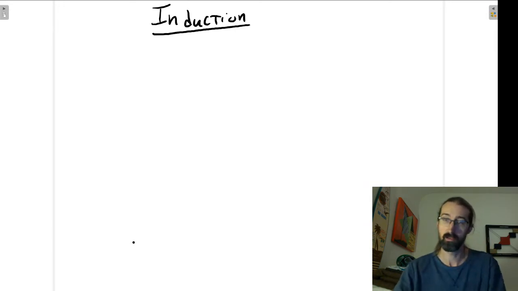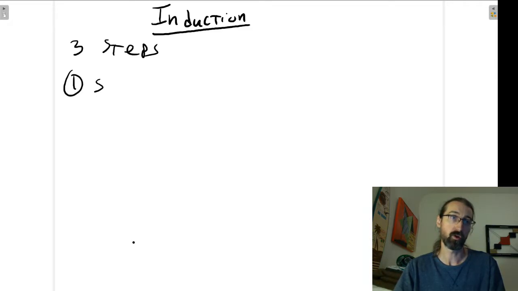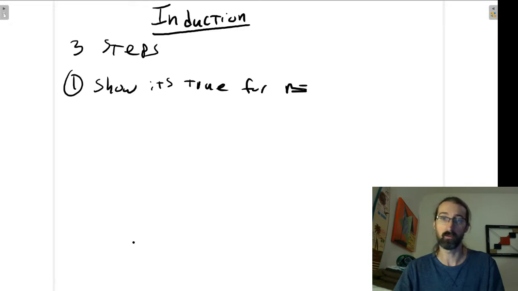So induction has basically 3 steps, right? The first step is you show that it's true for some situation, n equals 1. You show it's true for the first situation.